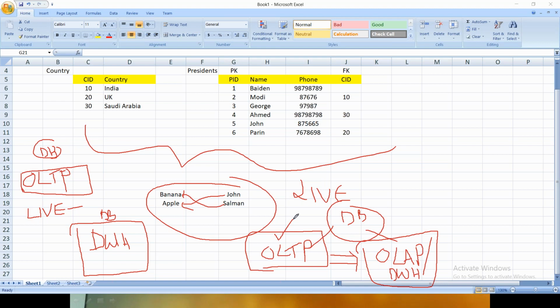So what kind of databases do companies maintain? Two types of databases. One is called OLTP, online transaction processing databases. The second one is called OLAP, online analytical processing databases. These are called data warehousing databases. You will have historical data. Am I clear? You have historical data in the OLAP.